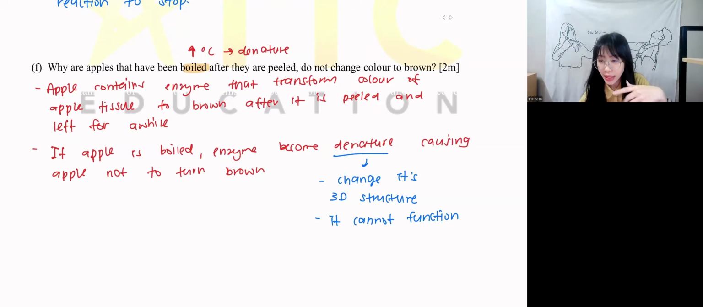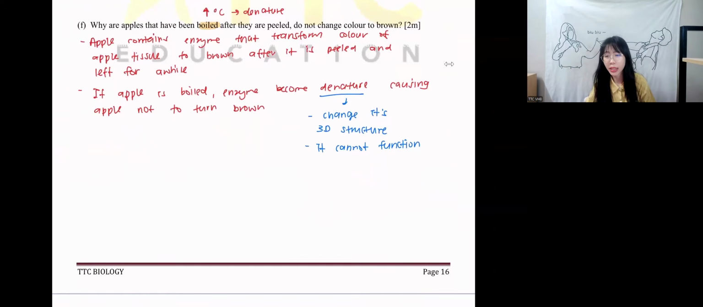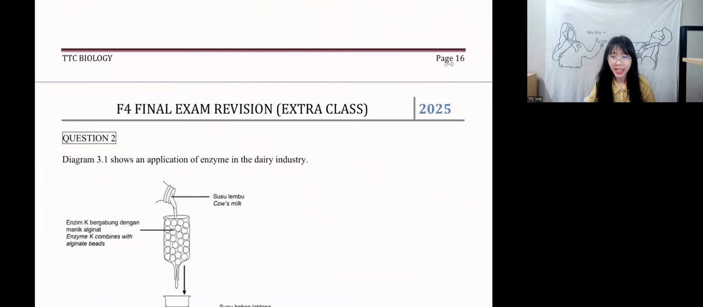Okay, next question. Bio kertas 1圈圈几嘛？上次你没有考 full paper. Huh? You are form 4 or form 5, my dear? Form 4, I don't have paper 1. Okay, next.